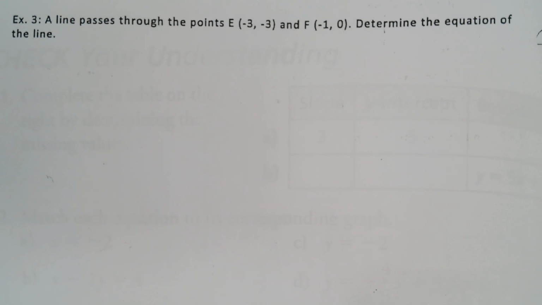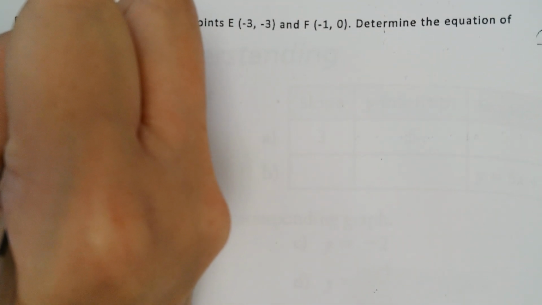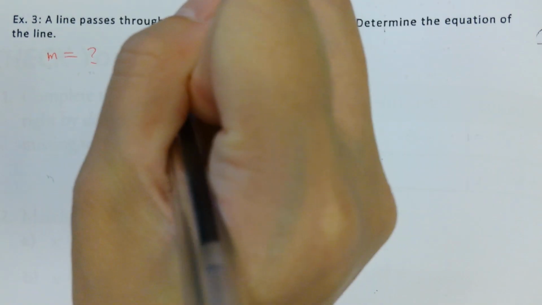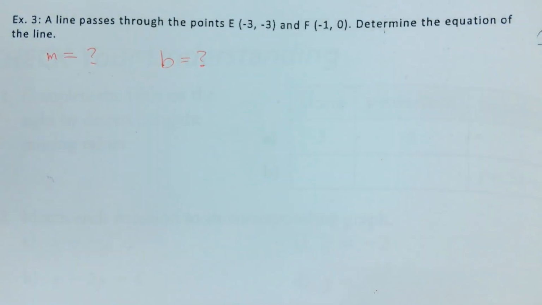So a line passes through the points E and F. Determine the equation of this line. I don't want you to draw it out because sketching does take time. Now we should be able to do this all mathematically. Okay? So we said to write the equation of a line, we need m and we need b. Are we given either? No. You have to find it.